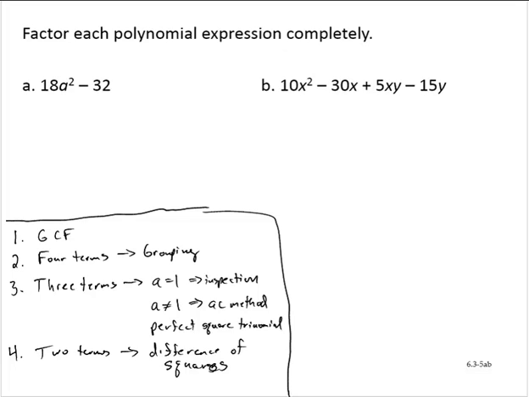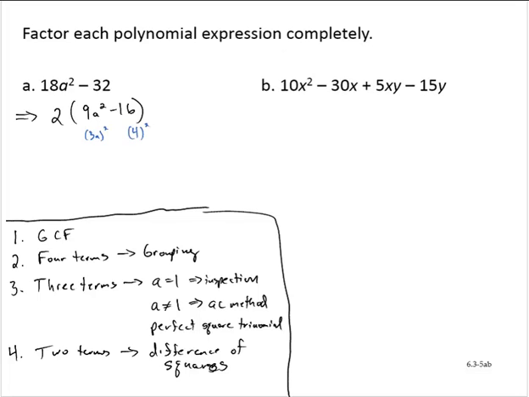Alright, so here we have 18a squared minus 32. Our first step tells us to look for a common factor. Let's see, 18 and 32, their common factor is 2. So I can first factor out the 2, and I'd have 2 times 9a squared minus 16. So I've taken out the common factor. Now I look at that remaining binomial, and I see that they are perfect squares of 3a and 4 respectively.